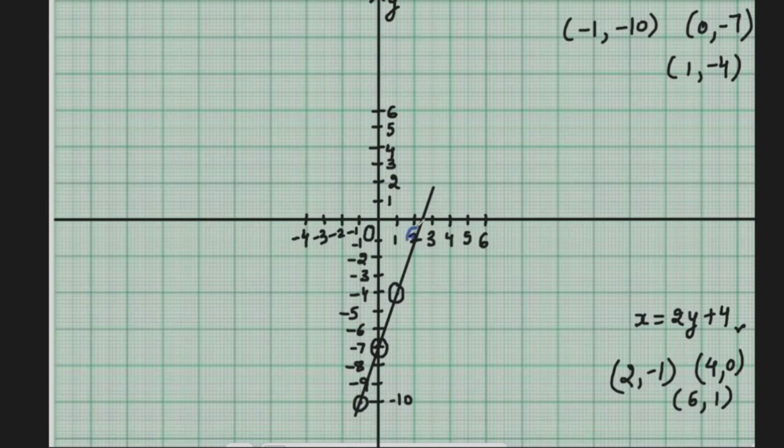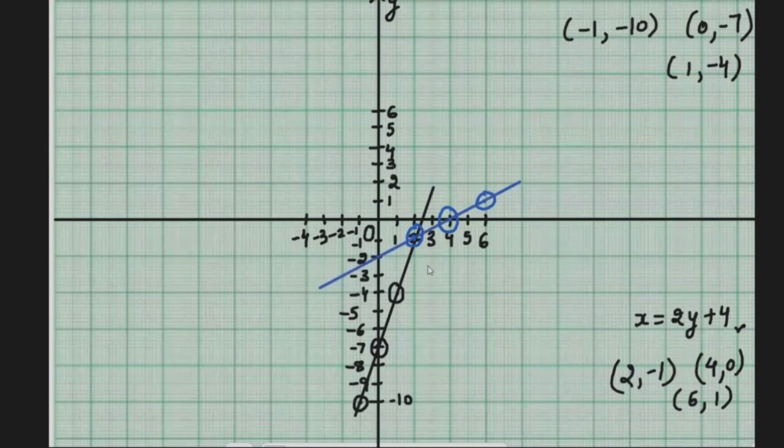It's here. Then it says 4, 0, which is over here. Then it says 6, 1, which is over here. Now let's join these points also.